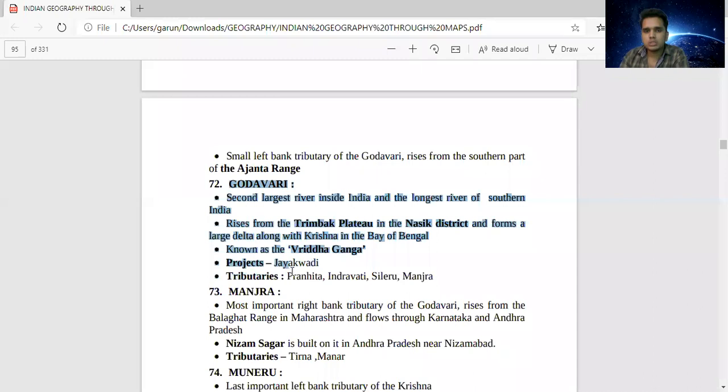Projects: Jayakwadi. Tributaries of Godavari are Pranahita, Indravati, Sileru, and Manjra. So always remember the tributaries of main rivers like Indus, Ganges, Brahmaputra, Mahanadi and Godavari. Okay, this we have done.